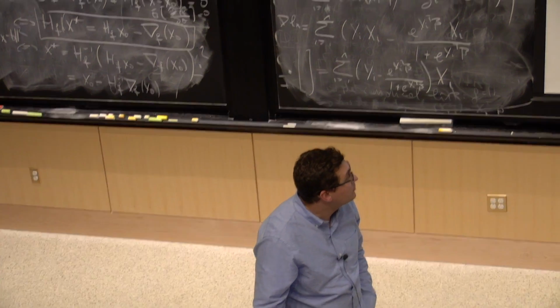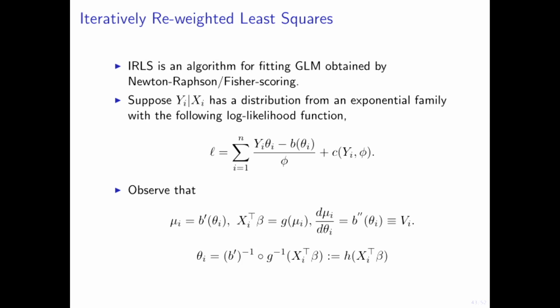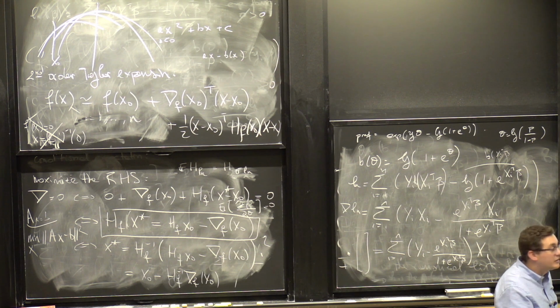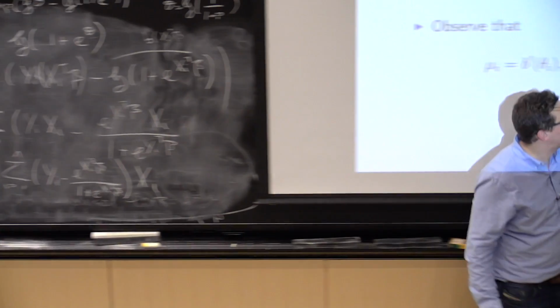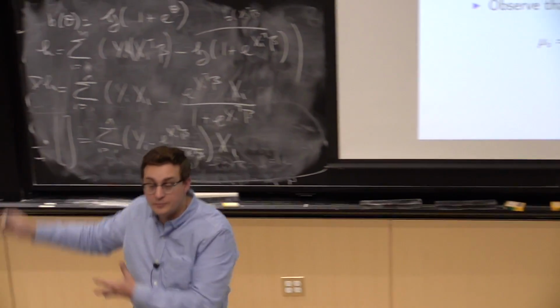OK, so now I'm going to apply the chain rule, and I'm going to try to compute the derivative of my log likelihood with respect to beta. Again, the log likelihood is much nicer when I write it as a function of theta than as a function of beta, but it's basically what we've been doing by hand. You can write it as a derivative with respect to theta first, and then multiply by the derivative of theta with respect to beta. And we know that theta depends on beta as h of xi transpose beta. That's basically what we've been doing for the Bernoulli case.